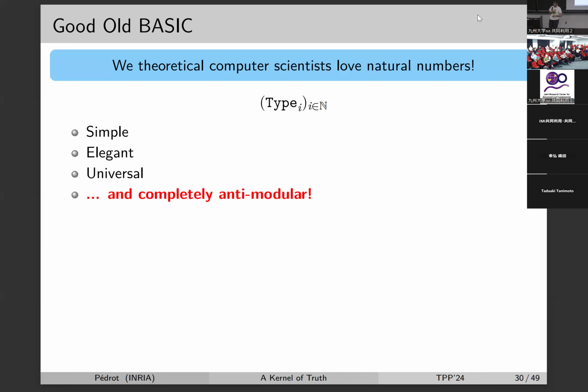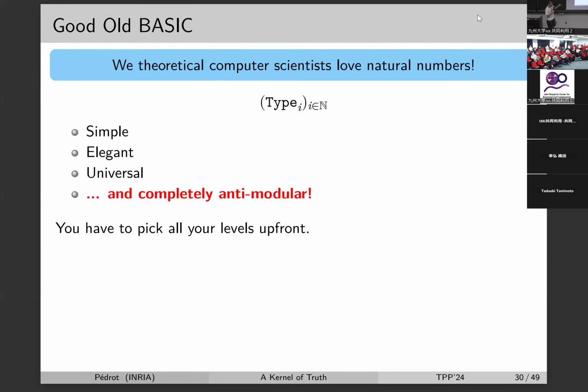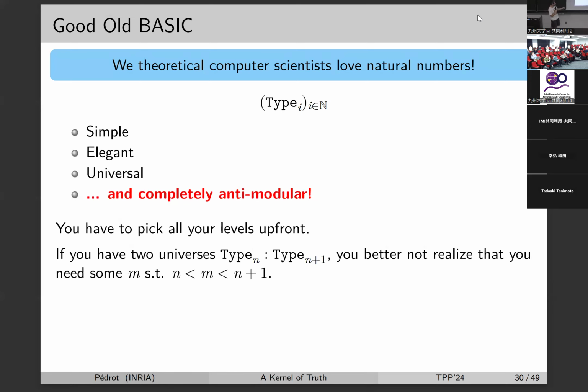And completely anti-modular. Why? Because if you have a type theory that is designed this way, then you have to pick upfront a natural number for all your types. All right. Now, assume that you pick a universe n, and you have an n as type n+1, and then you realize suddenly that you forgot one level, like you need one more level in between, right?